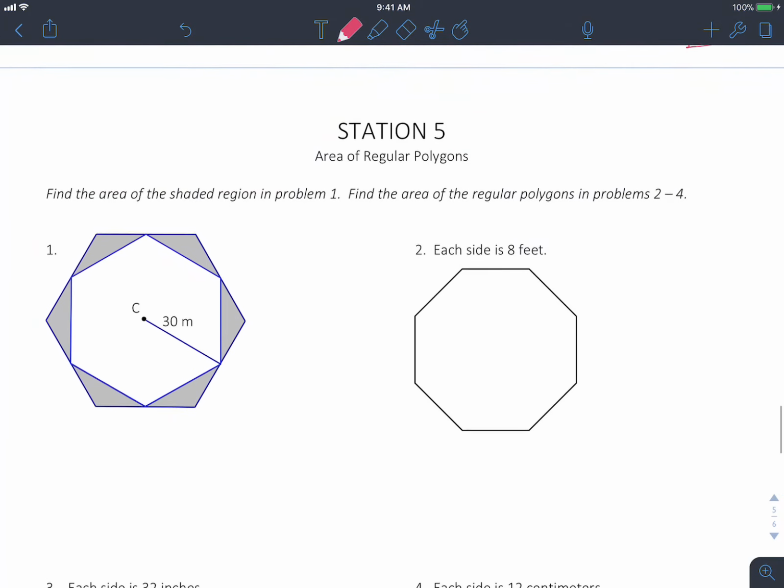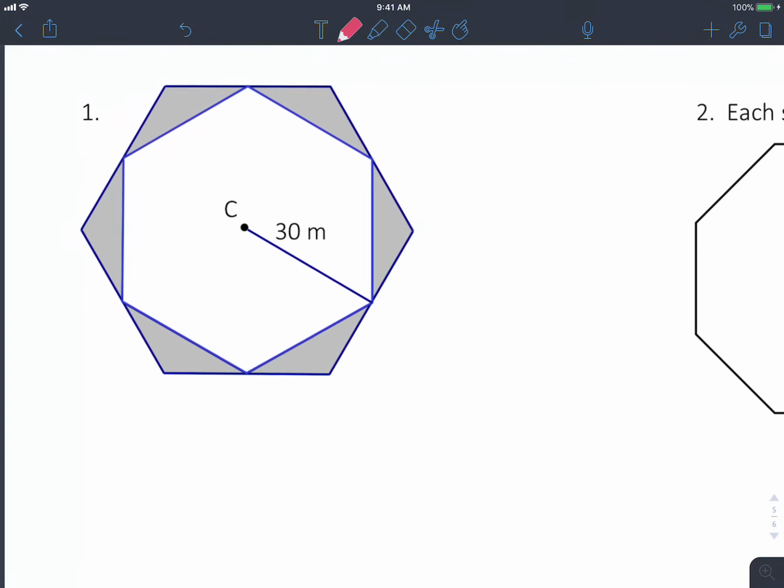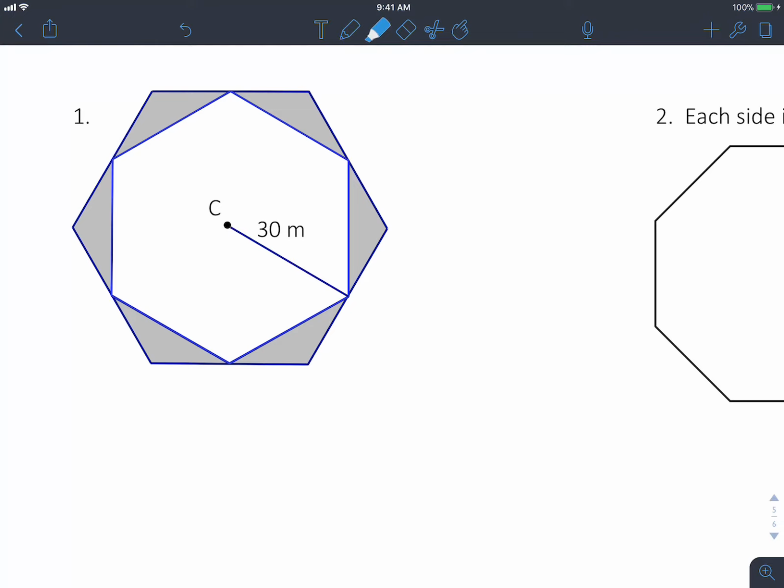All right, area of regular polygons. This first one is the most complicated. So I'm going to do the inside triangle first, drawing in our apothem.